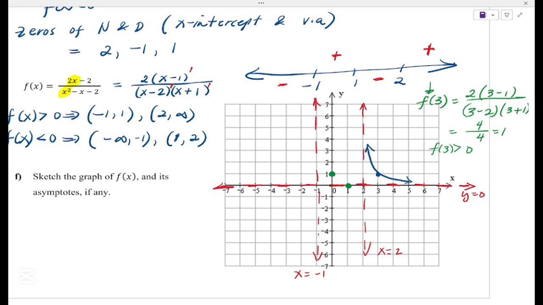So that's it. Then after that, for the interval 1 to 2, it should be below. 1 to 2 is on this part. It should be below. So as you can see here, you will connect at this point and then asymptotic on that part.